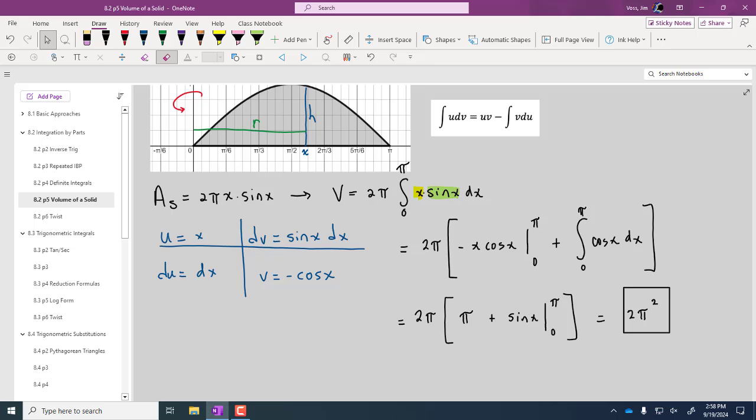Keep math weird. Okay, so that is our volume, 2 pi squared cubic units. All right, let's go ahead and take our 10-minute break. Enjoy your 10 minutes.